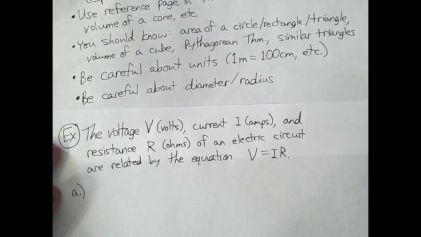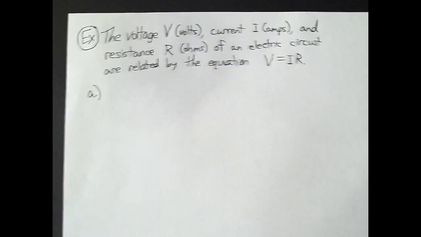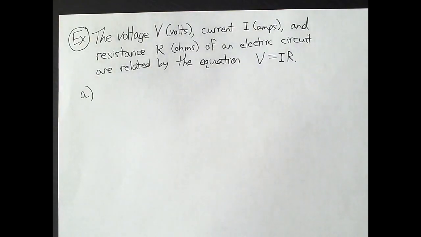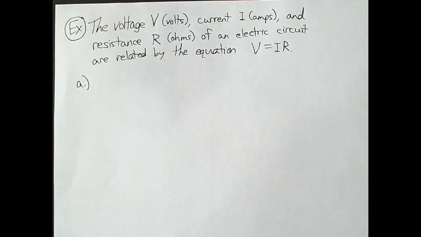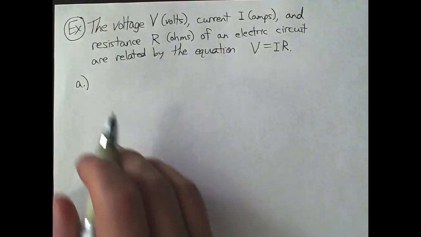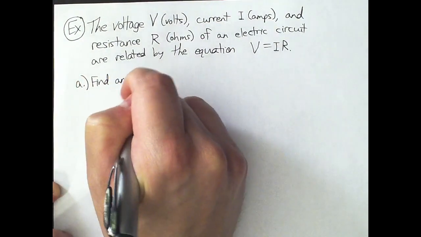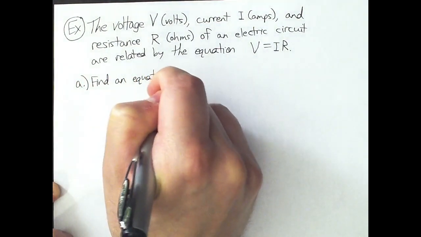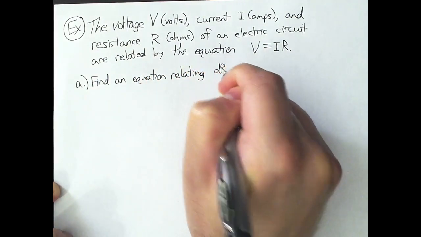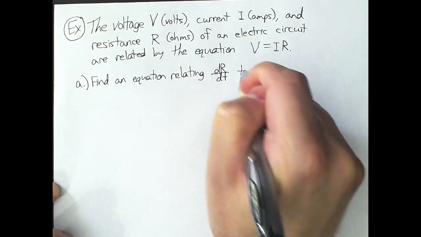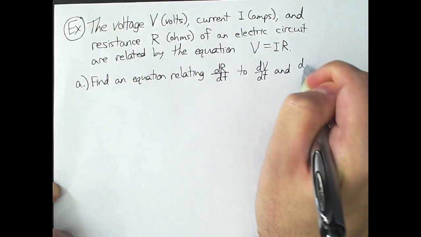All right, so far I feel really good about this problem because I'm looking at it and I'm thinking, wow, this is already giving us a bunch of info. This is giving us the variables we should use. It's giving us an equation that we can use. Part A says find an equation relating dR/dt to dV/dt and dI/dt.